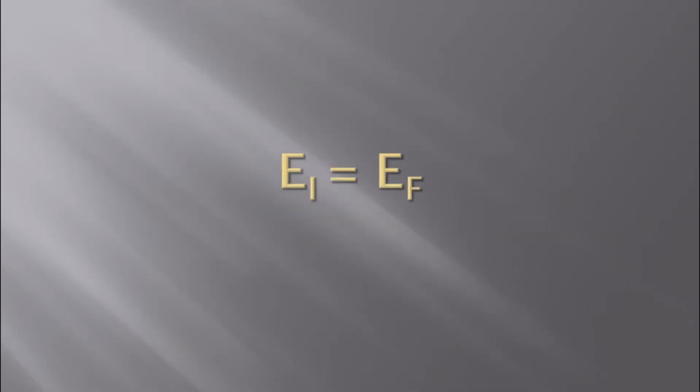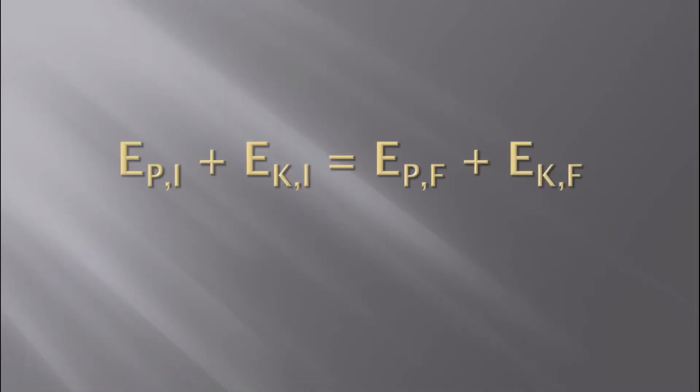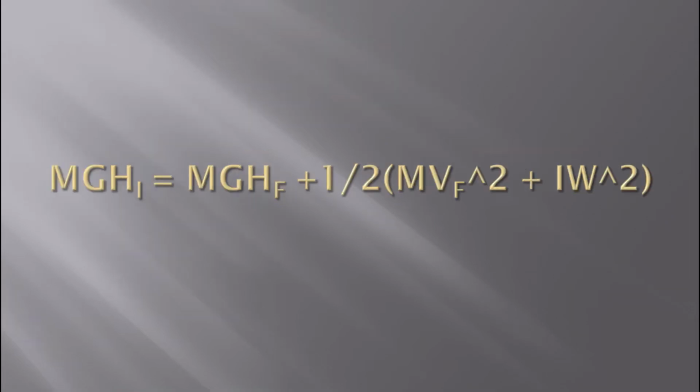But for me to use this, I did not include any of the work done by the non-conservative forces in my experiment. Because of this, I can now take the formula of conservation of energy as potential energy initial plus kinetic energy initial equals potential energy final plus kinetic energy final. We also know that kinetic energy initial is equal to zero because there is no initial velocity. And now we can write the formula as shown.